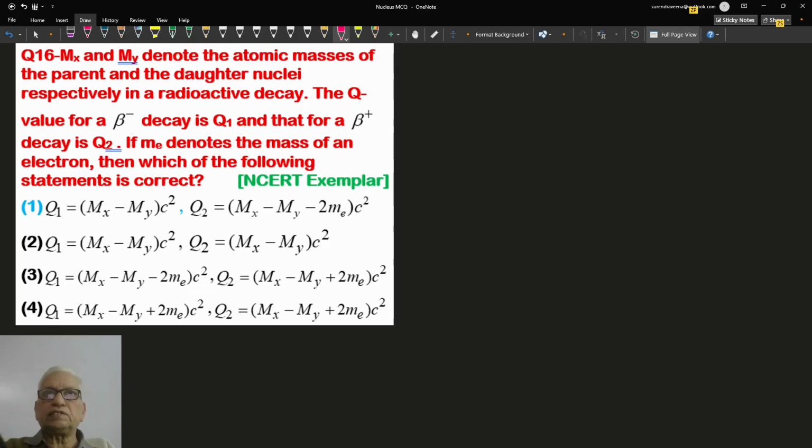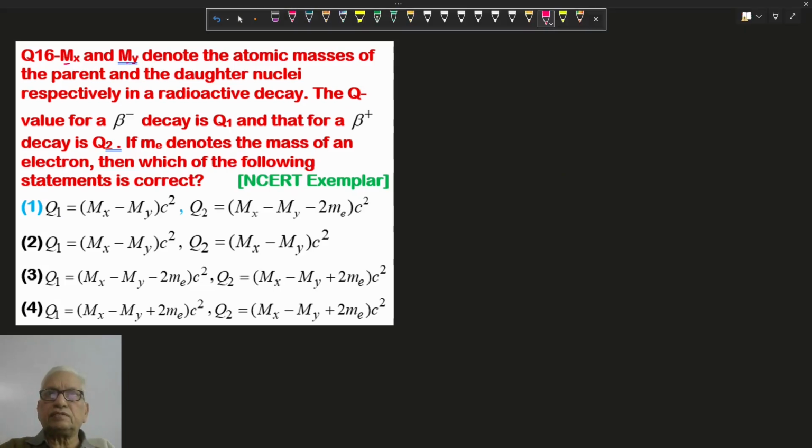So in this question, mx and my denote the atomic mass of the parent and the daughter nuclei. In radioactive decay, the Q value of beta decay is Q1, and for beta positive decay, an electron is involved here. So beta decay means nucleus, and electron means the atom. If we know this, then Q1 is the energy, the mass defect of nuclei. Beta decay means there is no electron involved here.